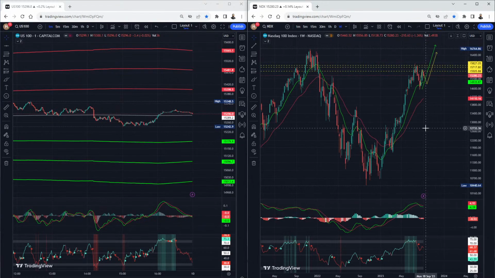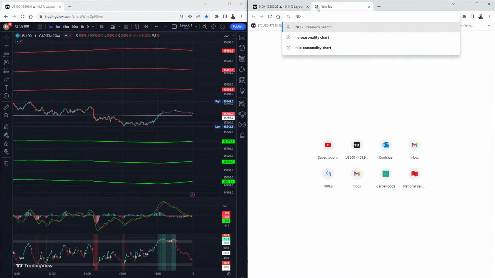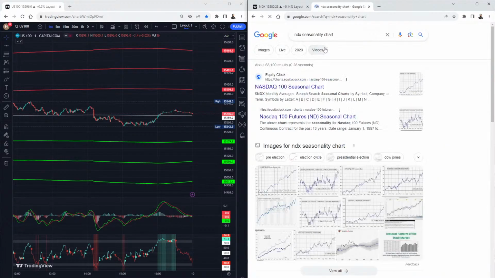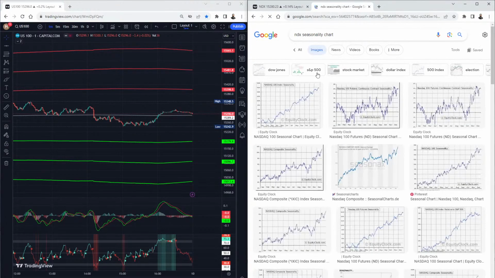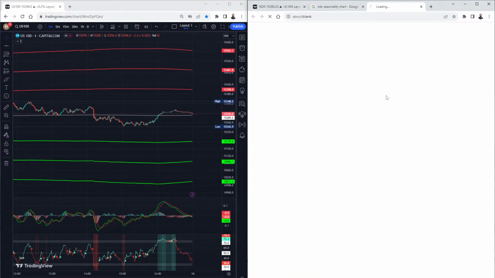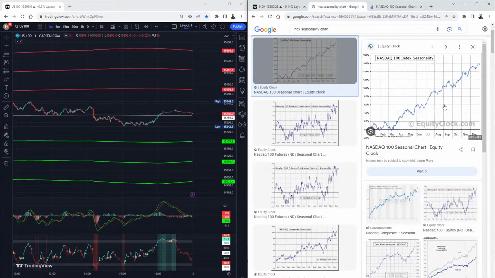Okay, so if you're patient, September is a weak seasonality month, and you can do it like this: NDX seasonality chart. You can quickly look at the seasonality chart, and if I go to images, I just want to show you something here. This is the NDX seasonality chart. You can see how in September we consolidate, but this time we're going down, and then from mid September we get a massive pump.